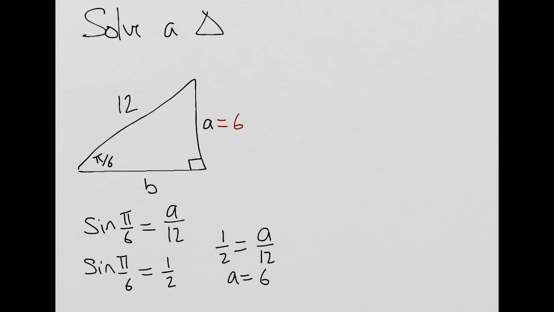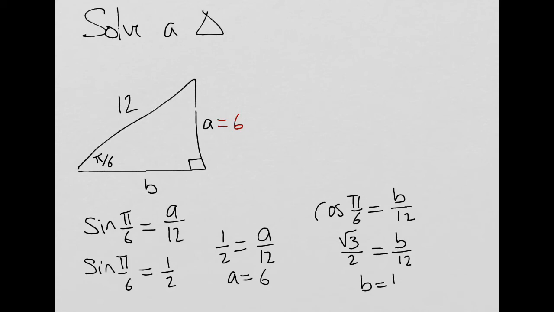Similarly, we can use the cosine to find b. We have the cosine of pi over 6 is b over 12, but cosine pi over 6, we know from our last chapter, is square root of 3 over 2. That's equal to b over 12. So b equals 12 square root 3 over 2, or reducing that to 6 square root 3. So b is equal to 6 square root 3.